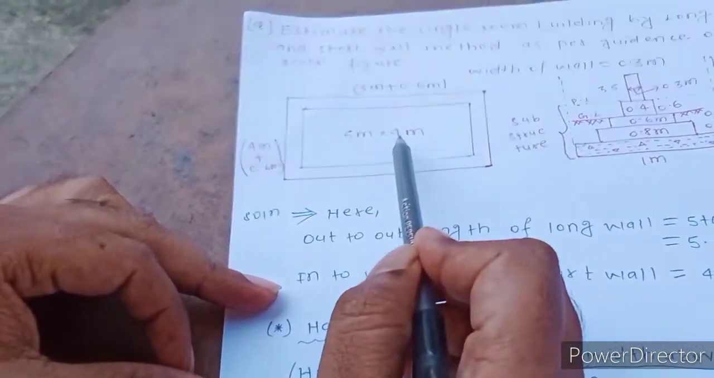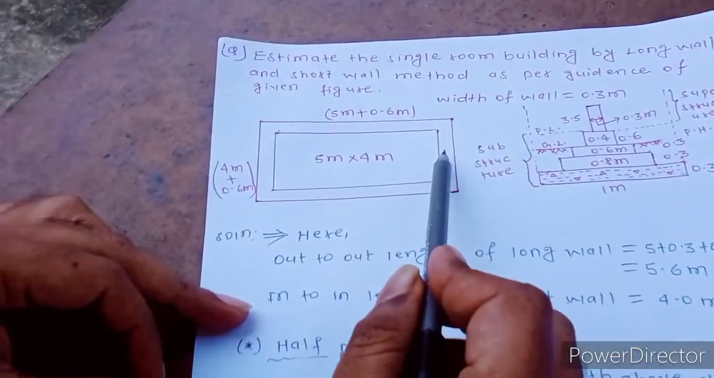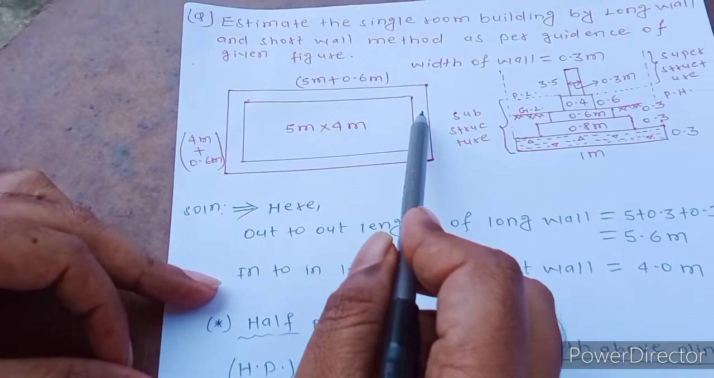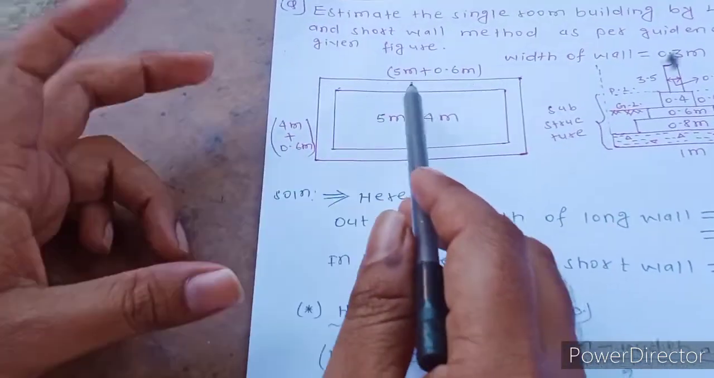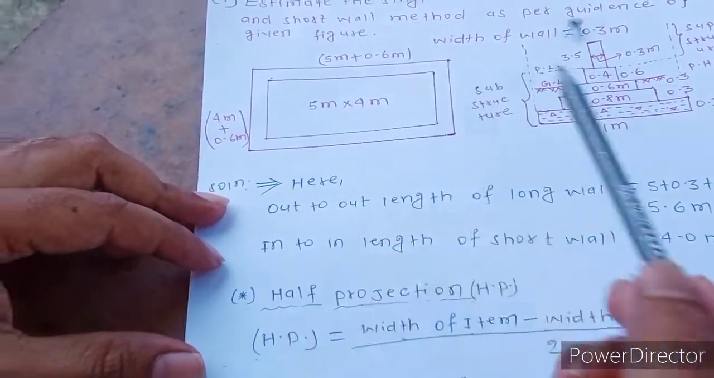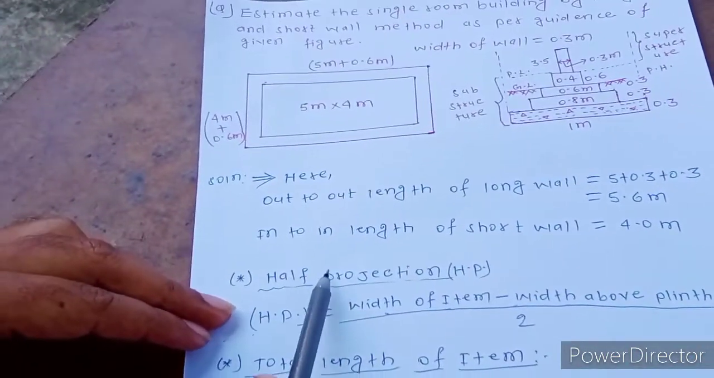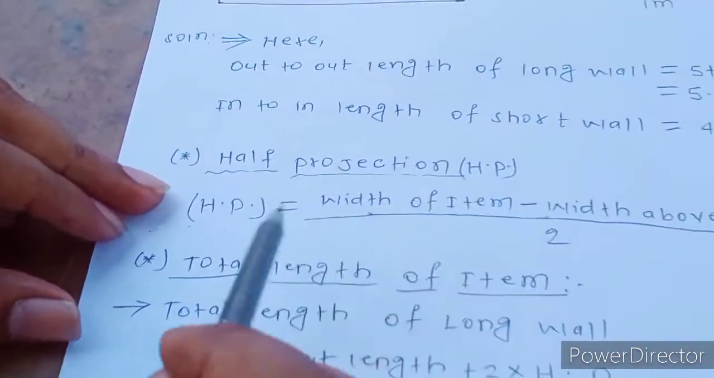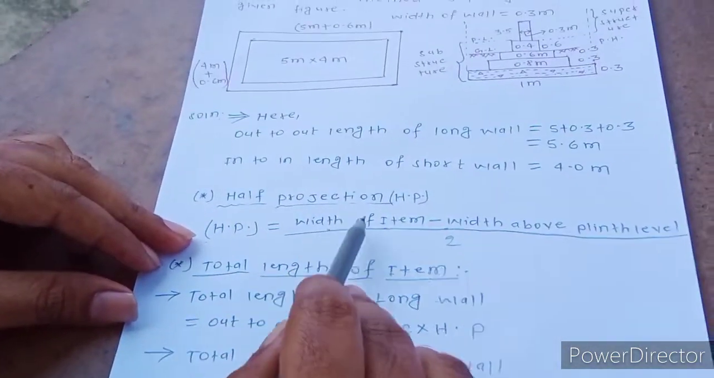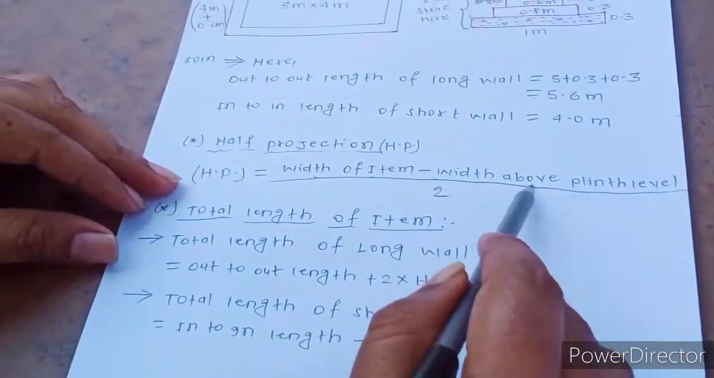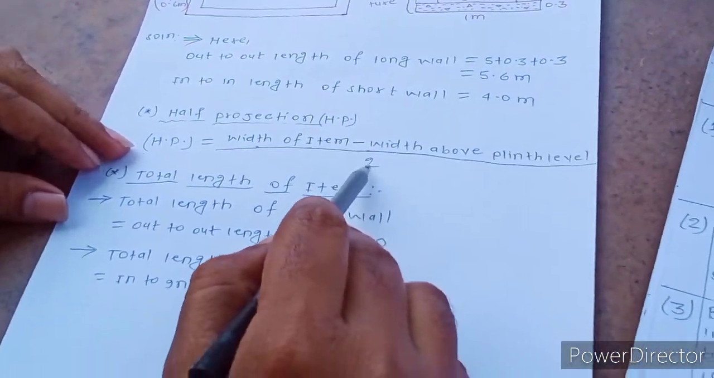In this method the center line is not taken. Without the center line we can solve this problem. So here the half projection is important. So what is the half projection? The half projection is equal to the width of the item minus the width above plinth level, divided by 2.